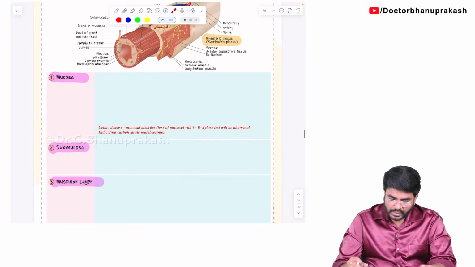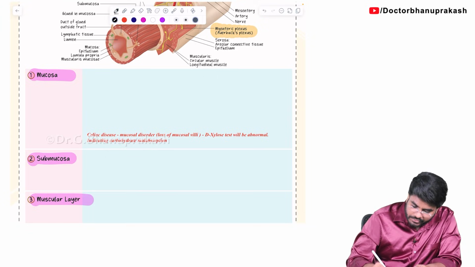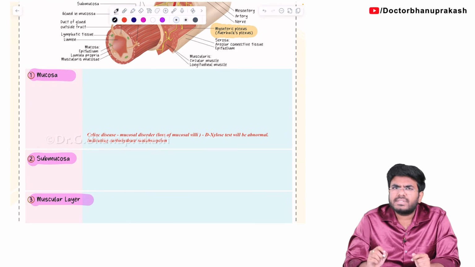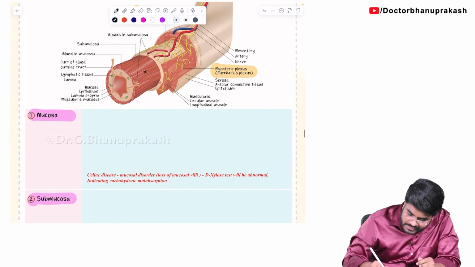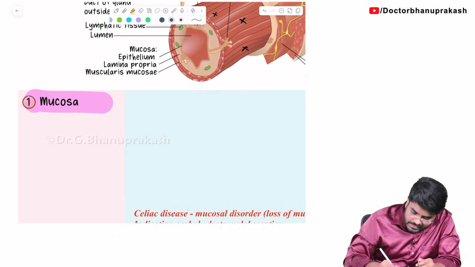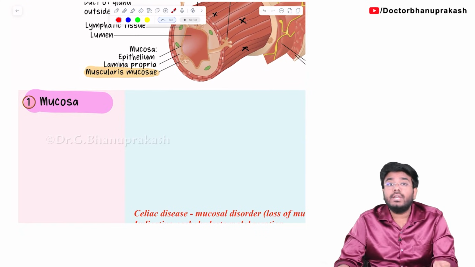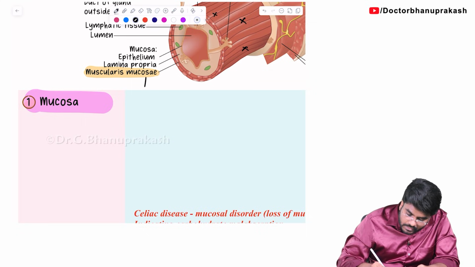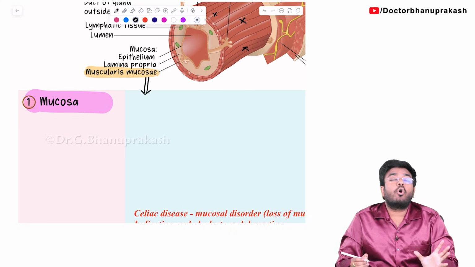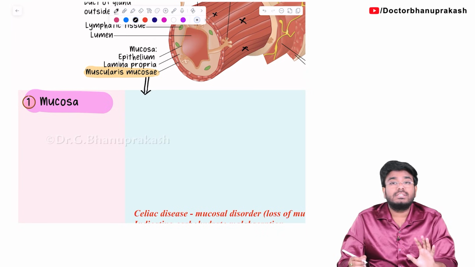Now, what are the important points that you should know for your exam? First of all, in mucosa, one important MCQ is there. In mucosa, is there a muscle layer present or not? Yes, you can see this muscle layer. This is called the muscularis mucosae. What is the function of this muscularis mucosae? Do these muscles help in contraction of the GIT? No. It's a muscle layer which is not involved in any contractions. Usually students will think muscles are helping in the peristalsis, segmentation. No, these are not those muscles.